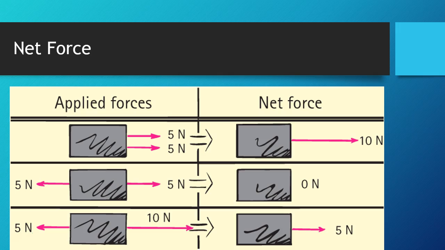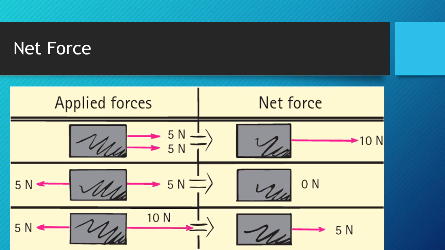So as you can see in the image, in the first image we have two forces applied to an object. Those two forces are both pointing to the right. They're both 5 newtons. And so those two forces are going to combine. You and your friend are behind a car pushing it in the same direction. Those two forces are going to combine and add up. And in this case, the net force on the object is going to be 10 newtons to the right.